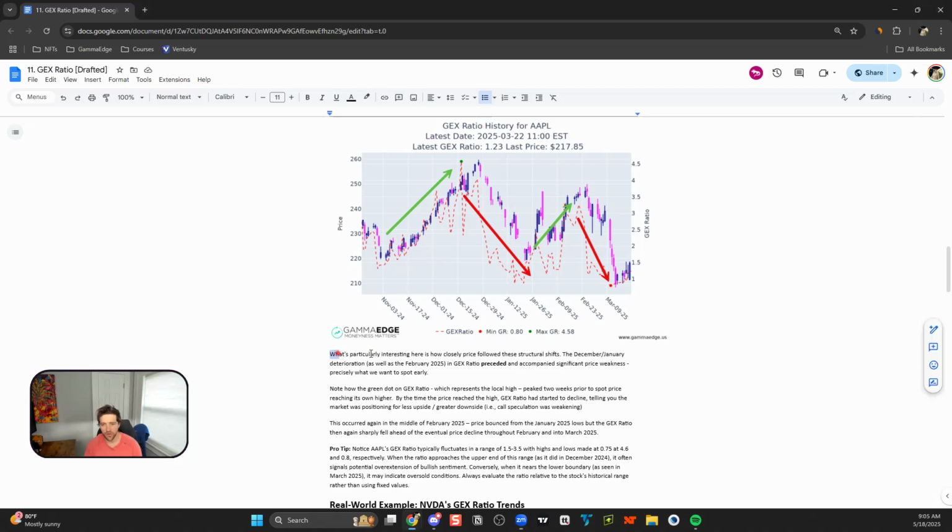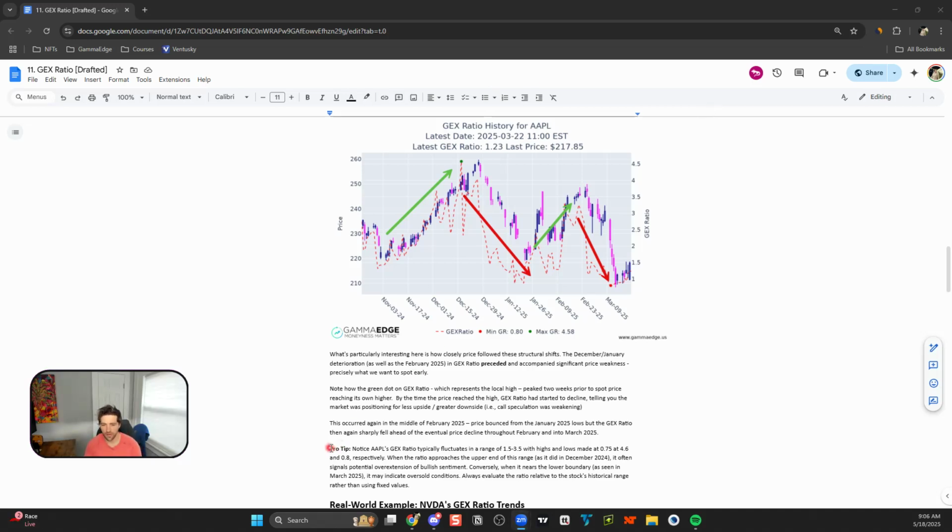And just going through here, what's particularly interesting is how closely price follows the structural shifts, the December to January deterioration, as well as February, and the GEX ratio preceded the significant price weakness. Again, we hit on how the GEX ratio up here made a high before price did. Then we can see again in early February, we tried to make this rally attempt, but the GEX ratio declined and then price followed. So again, this is a very helpful tool to help you not get too far out of your skis.